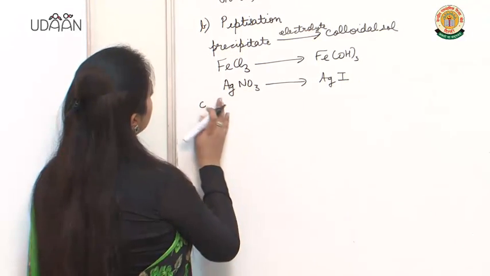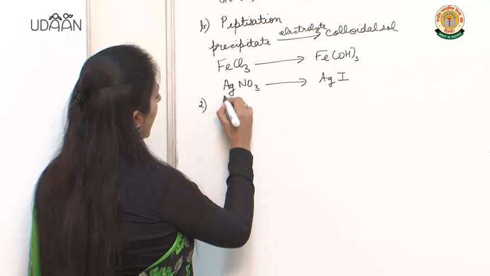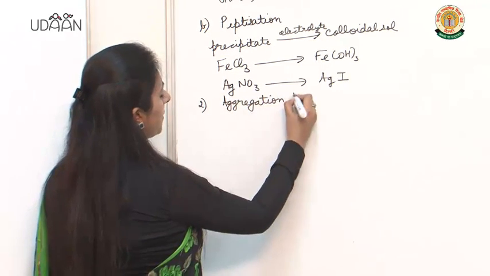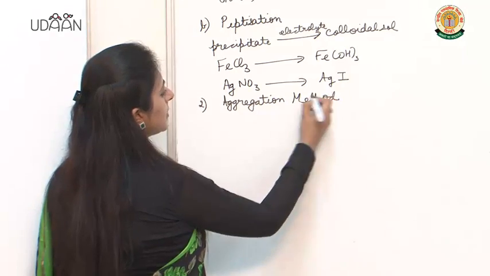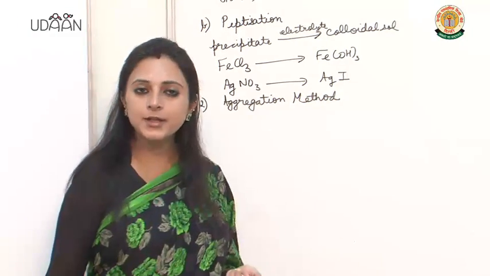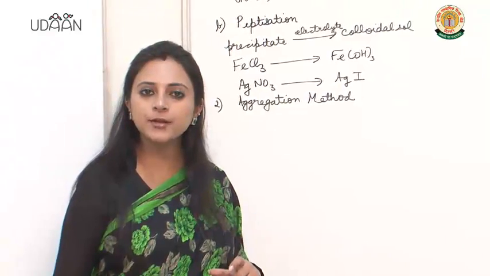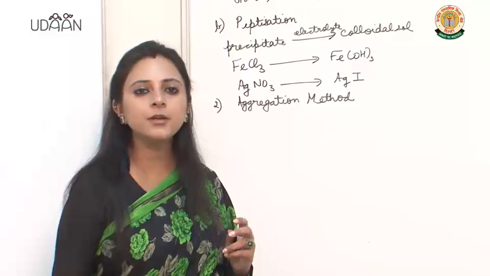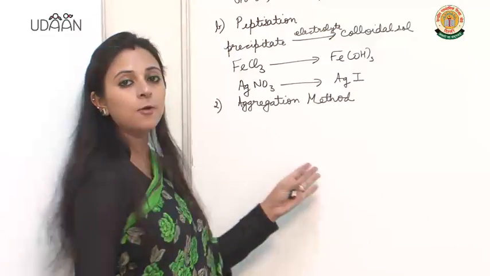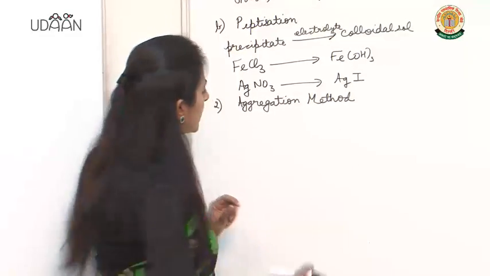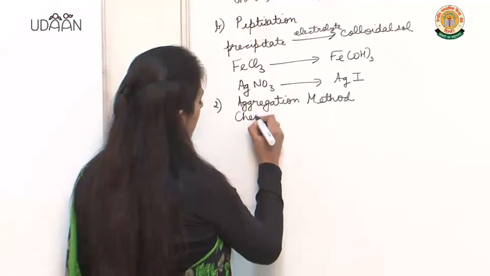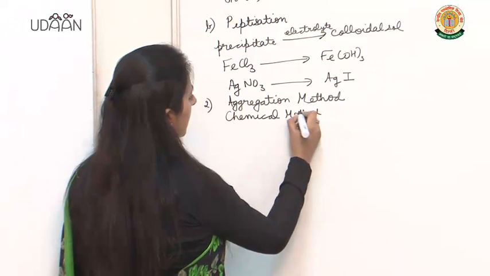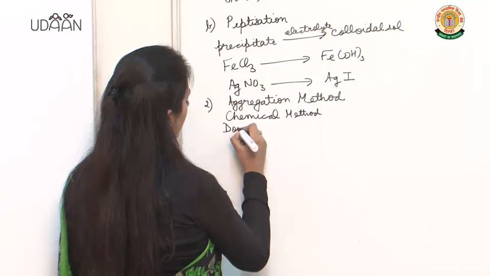Now the next type of method is aggregation method. Now what happens in aggregation method? We are taking small particles, we are aggregating them together to form a bigger molecule जिसका size colloidal range में fall करता है, and this is how colloidal particles are obtained. Now we are using chemical method. First method is double decomposition.